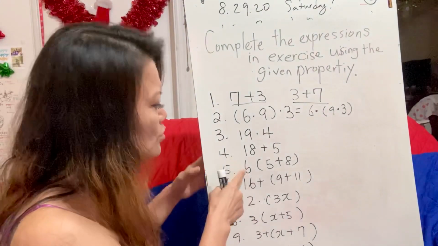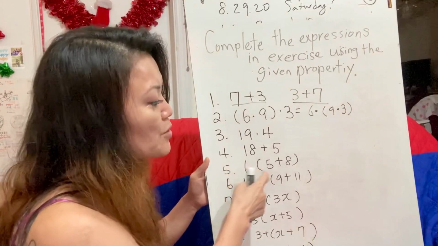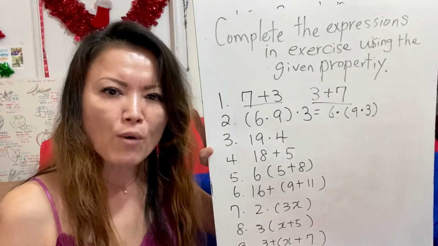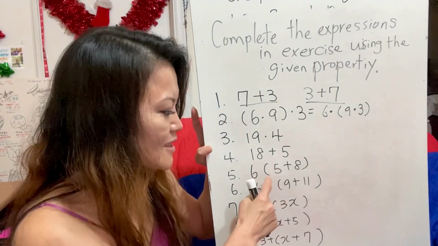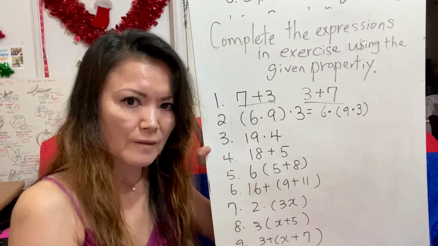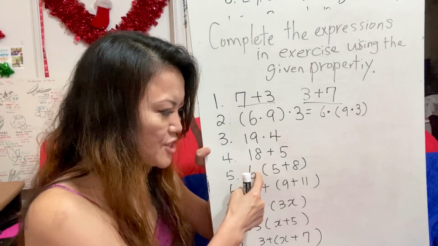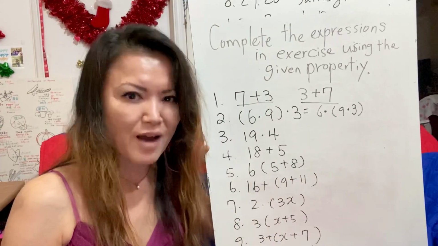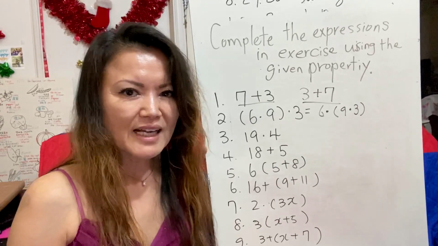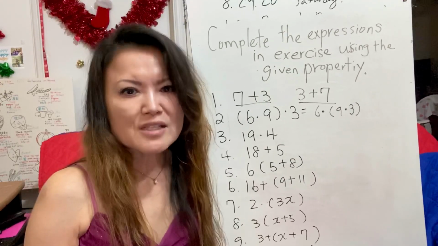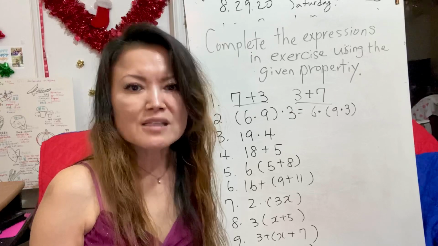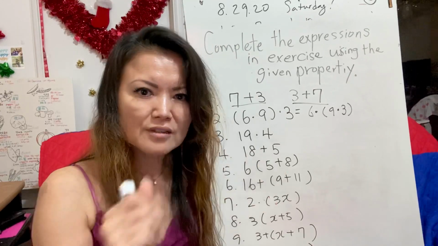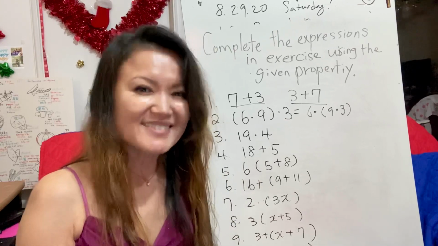So, look at this, number 5. I see the parentheses. Is this associative? No, because it's not the same operation. This is multiplication and addition together. It's going to be the distributive property. I told you that when you see the parentheses for associative, it must be the same operation: addition or multiplication. Okay? Got it?